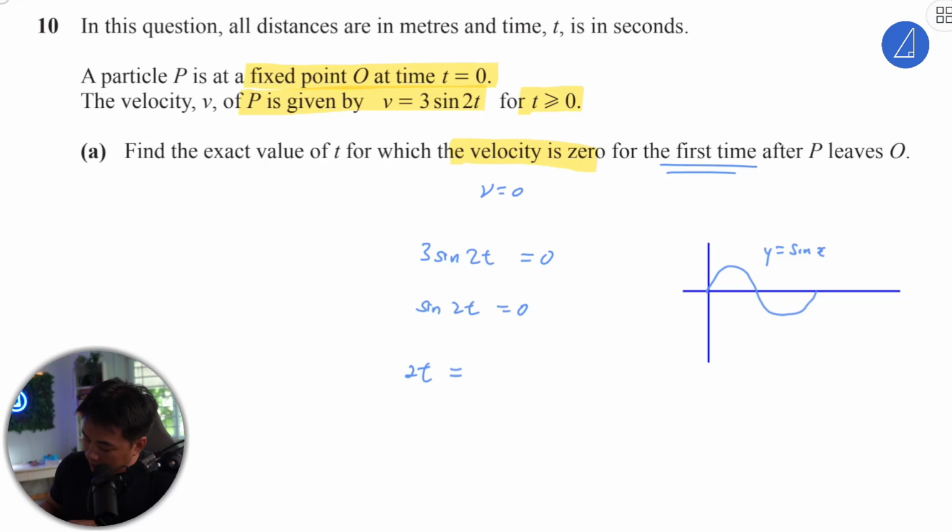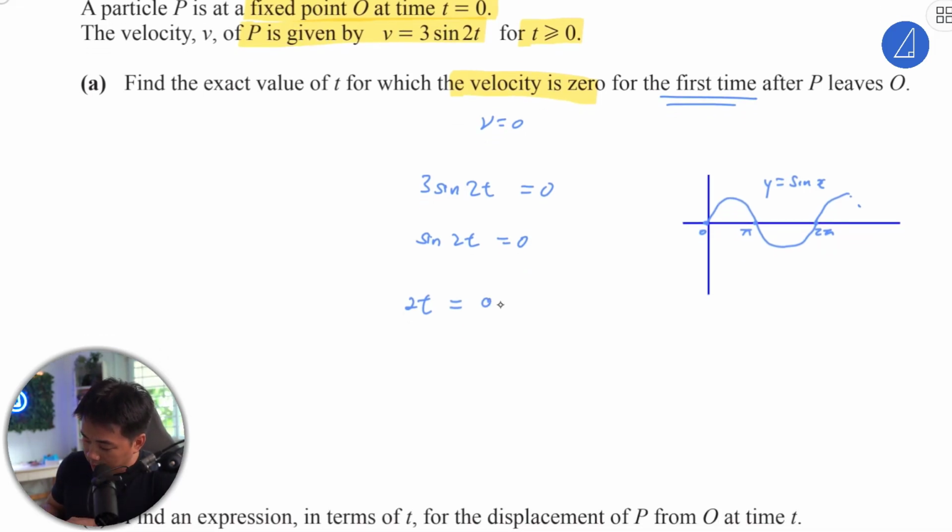Sine x is 0 at 0, pi, 2 pi, 3 pi, and so on. So when 2t, we could write 0, pi, 2 pi, 3 pi, and so on. Take note, this is sine x, not sine 2t.